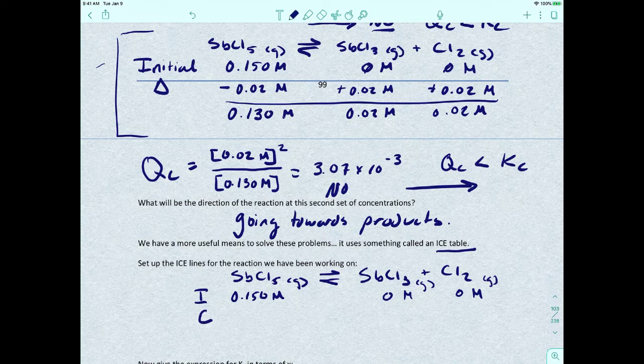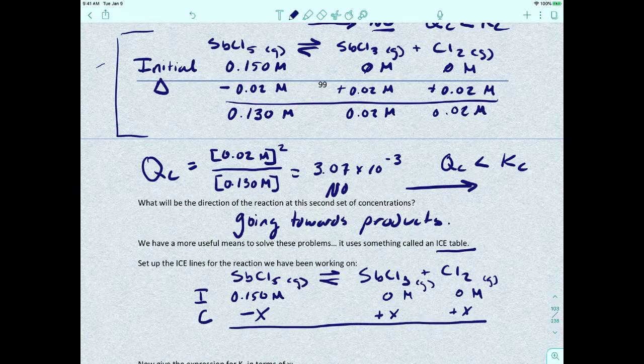What we were doing previously was, let's say the concentration goes up by this. How do we deal with this? What we want to do now is try to figure out what number has got to go down or go up. So everything on the left-hand side, we're going to say minus x. For SbCl3 and Cl2, we know that those have to go up, so the concentration change is going to be x.